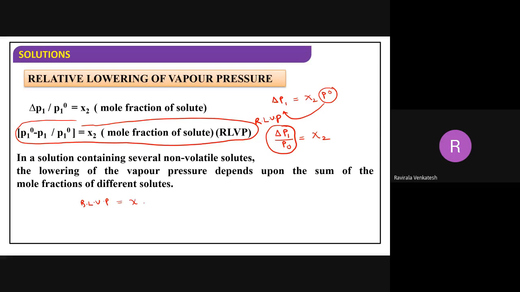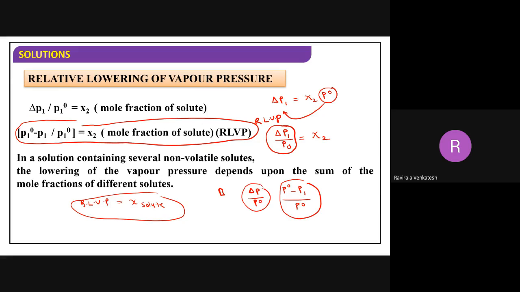Mole fraction of solute. Now this is the formula. What is relative lowering of vapor pressure? Delta P, or P naught minus P1, where P1 is the vapor pressure of the solution, divided by P naught. P naught minus P1 is called lowering of vapor pressure, and (P naught minus P1) divided by P naught is called relative lowering of vapor pressure. Now what is P naught minus P1? This is called Delta P, lowering of vapor pressure.